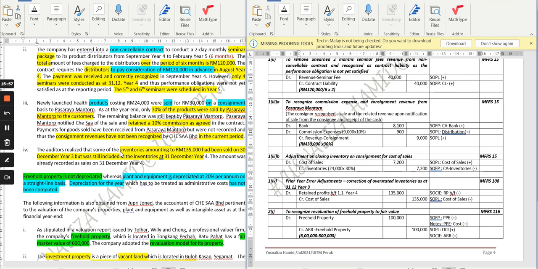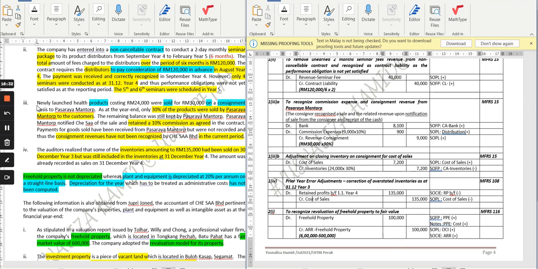Number 3, just now there was one more missing entry, so you need to go and debit cost of sales 7,200. That one is 24,000 times 30%. So that is showing you the cost of the goods sold. So the cost of goods sold also needs to be adjusted. So debit cost of sale 7,200. Don't take all 24,000. Just take the 30% that was sold off by Pasaraya Mantop.